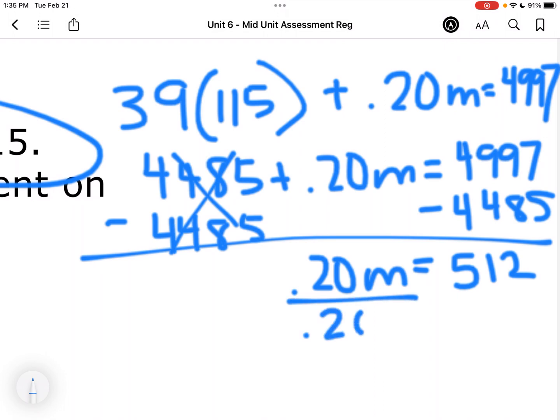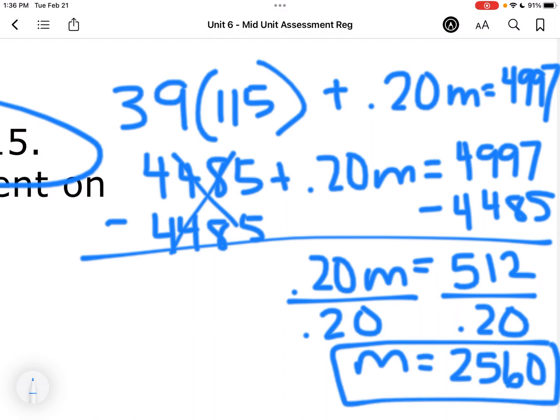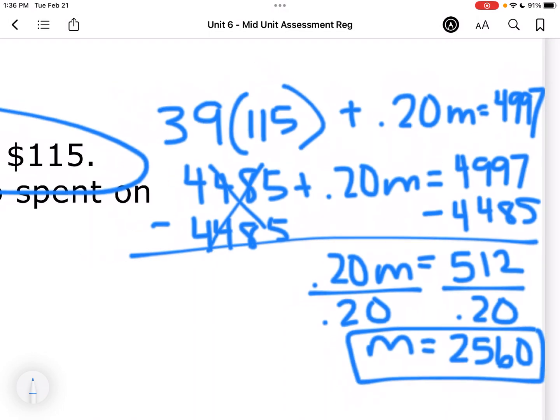So I'm going to divide by 2/10, or the 20 cents per mile. And I find out that he went 2,560 miles over his lease agreement.